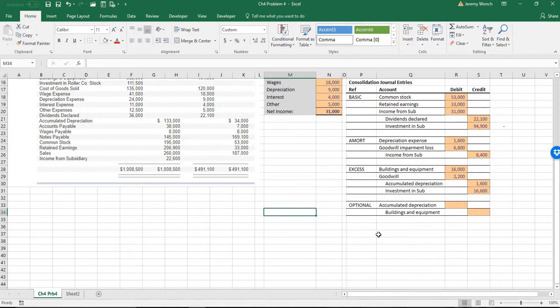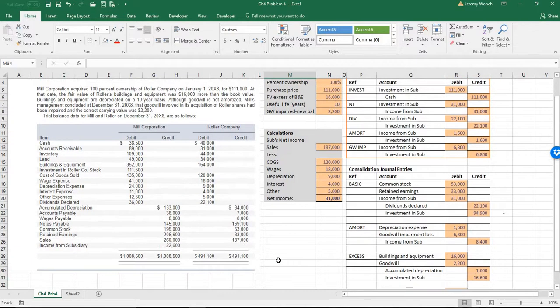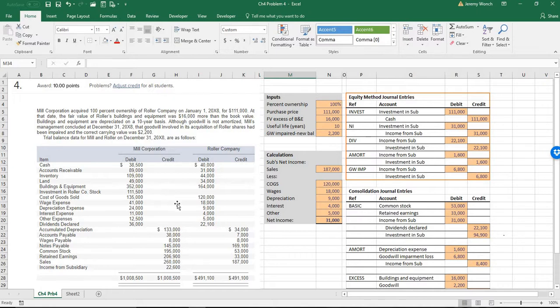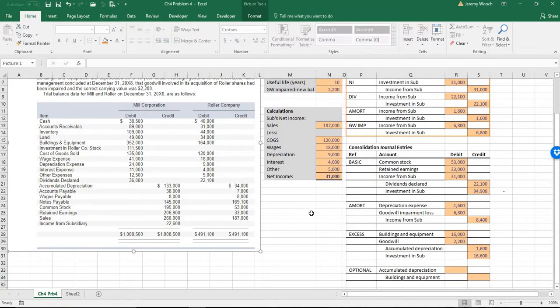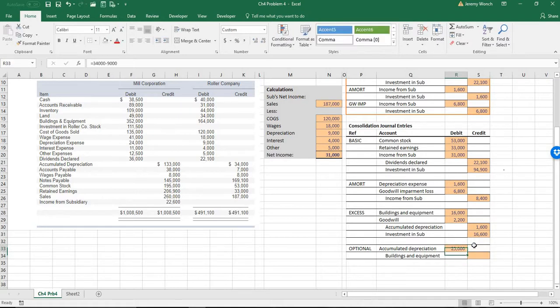So the last little bit is our optional journal entry, which is to get rid of the accumulated depreciation as of the day that we bought it. It doesn't flat out tell us what that is, but we can calculate that. And so we had an ending accumulated depreciation of 34,000, and we have depreciation expense for the year of 9,000. So we just do 34,000 minus 9,000 to get to our elimination of the accumulated depreciation as of the day that we bought the investment.